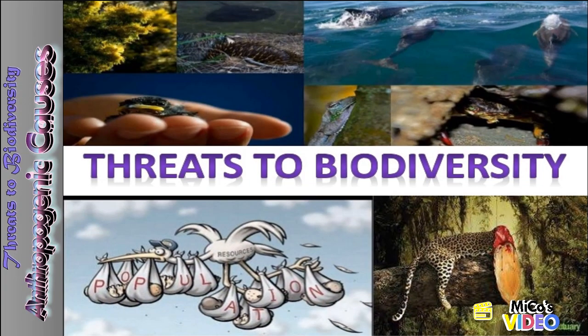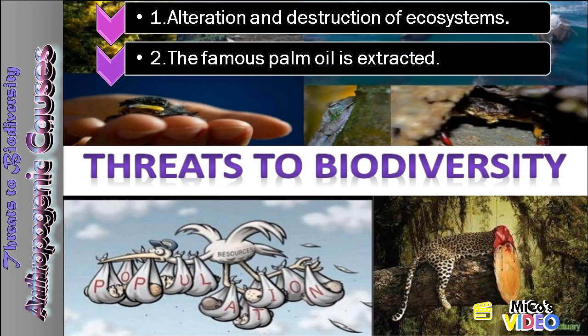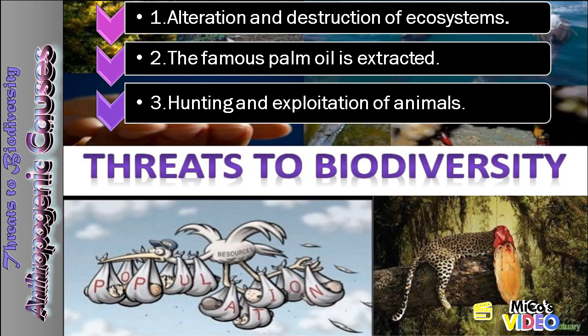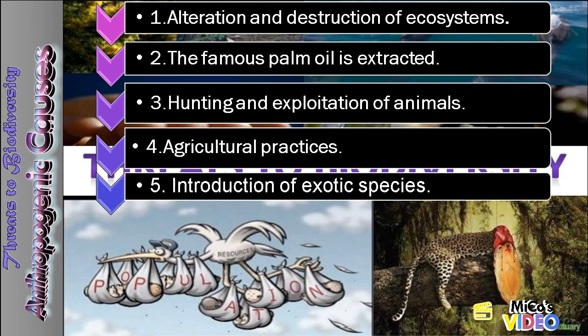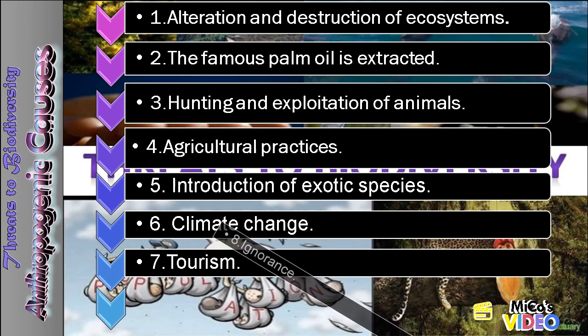We also have the second major threat to biodiversity, which is known as the anthropogenic causes, or also known as human activity. And this includes the following. First, alteration and destruction of ecosystems. Second, the famous palm oil extraction. Third, hunting and exploitation of animals. Fourth, agricultural practices. Fifth, introduction of exotic species. Sixth, climate change. Seventh, tourism. Eighth, ignorance.